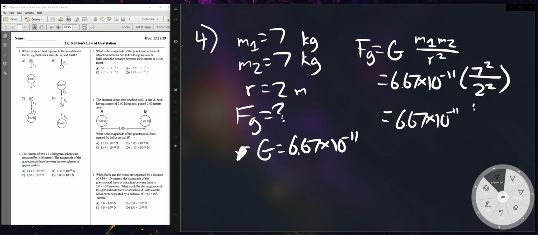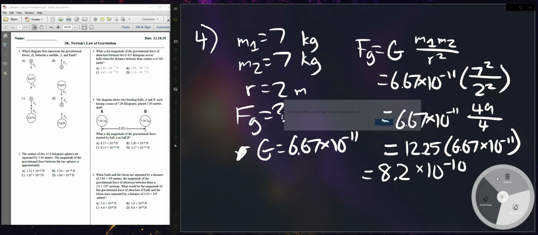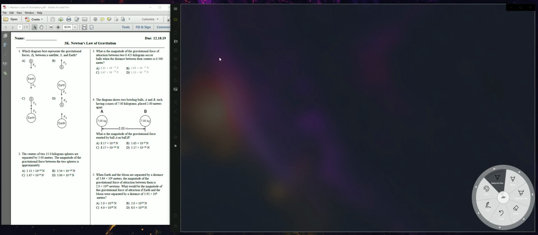Let's see, 49 over 4. It's 7 squared because you're just doing 7 times 7. So it's basically 7 squared over 2 squared, that is 12.25. 12.25 times 6.67 times 10 to the negative 11. And so that's going to be 12.25 times 6.67, and so you're going to get 8.2 times 10 to the negative 10. Is that an answer? And it is. It's C. So the answer is C again. Damn, all the answers are C. Alright, not complaining.